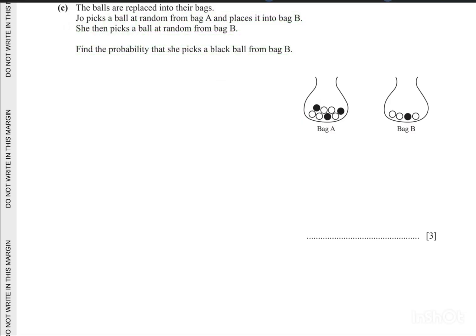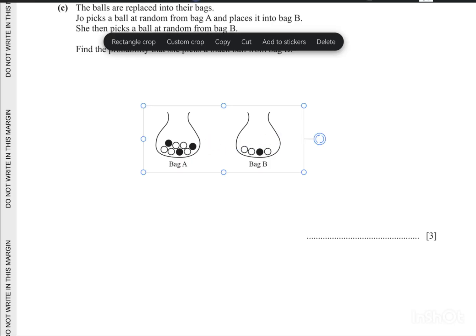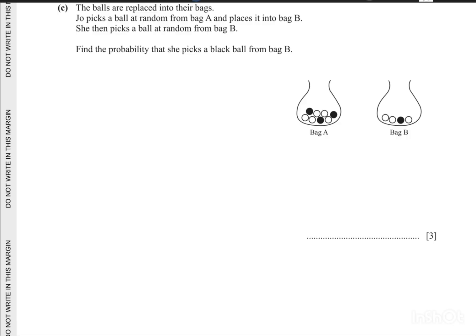So now picking a black ball from bag B will be after picking a ball from bag A. So if she picks a white ball from bag A and puts it in bag B, the probability will be... this is a 3 marks question, so show step by step.